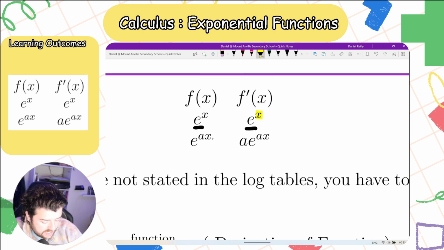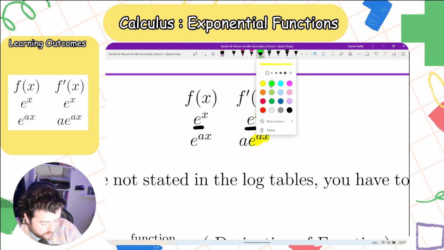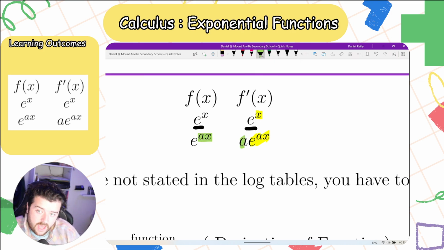So here we have e to the ax. What we need to do is keep e to the ax as it is, but then we multiply by the derivative of ax, which is a. Right? And that's it. Remember, because this is the chain rule.